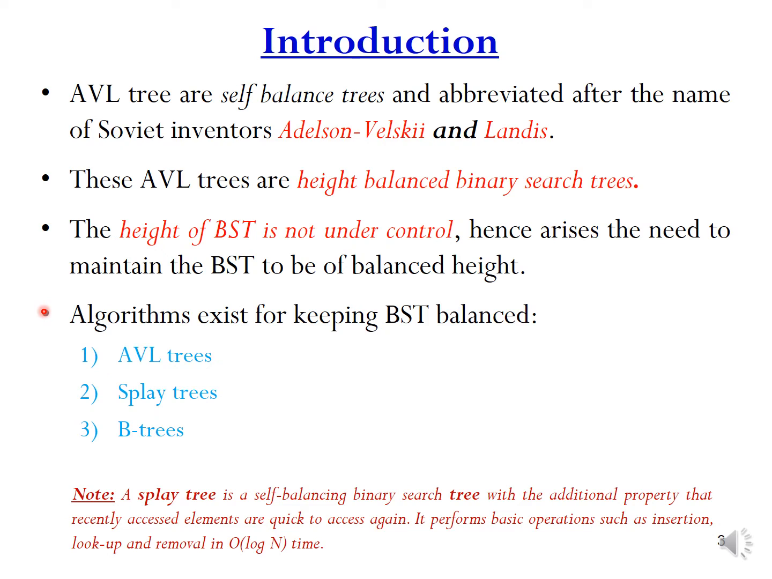Algorithms exist for keeping a BST balanced. We can use three algorithms basically, like AVL trees. We can use splay trees. A splay tree is basically a self-balancing binary search tree with an additional property that recently accessed elements are quick to access again. And then we can also use B trees. In B trees, all the leaves are on the same level and they are most commonly used in databases. When we are handling a large database, then we normally use B trees.